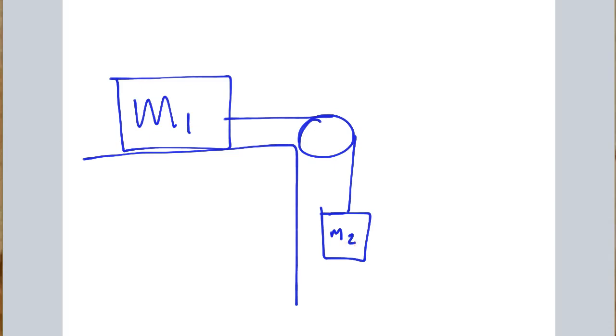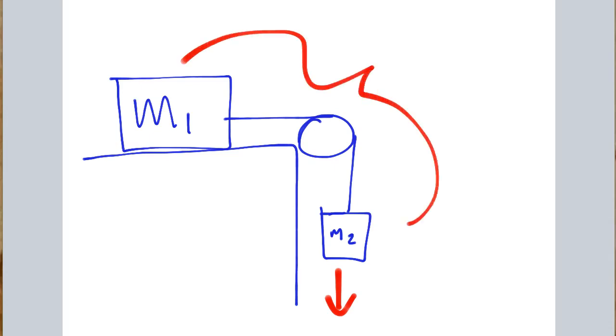When you look at this entire system, mass 2 is the only thing that's causing an acceleration. So the force of gravity is pulling it down, so we can represent that here, and that is causing this entire system to accelerate. It's not going to be accelerated at 9.8 meters per second squared because this mass has inertia that is opposing mass 2 pulling down.